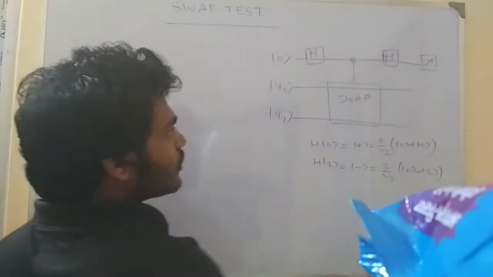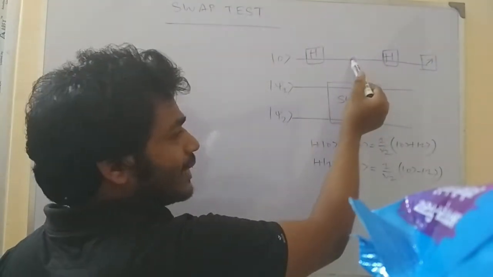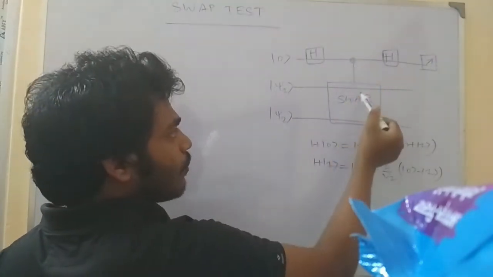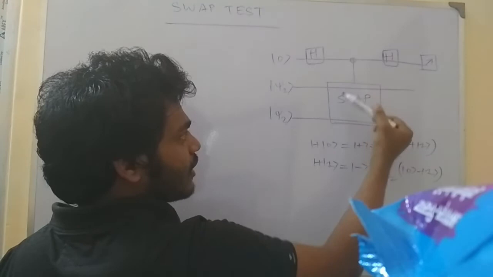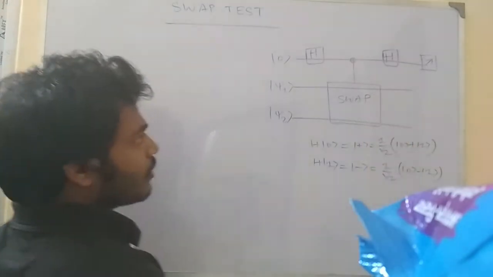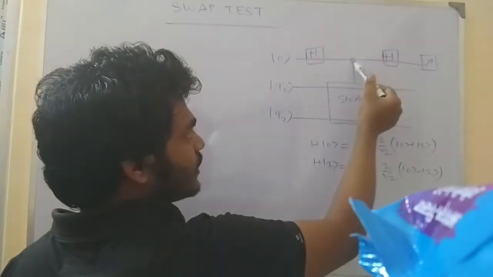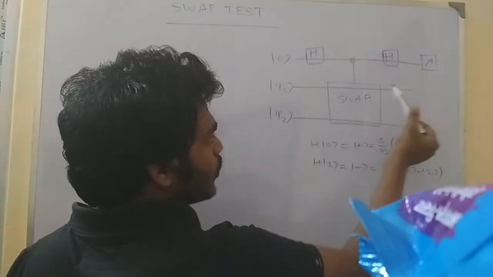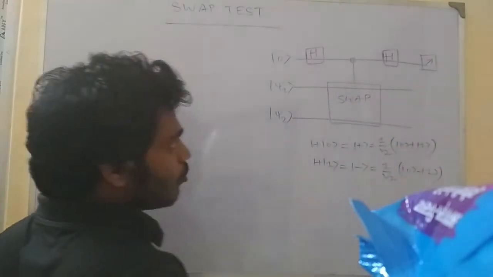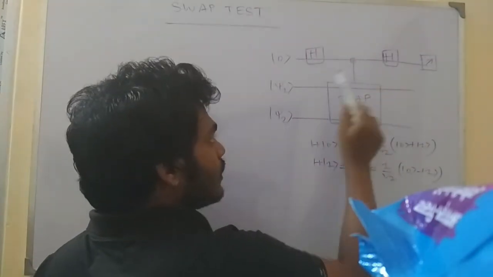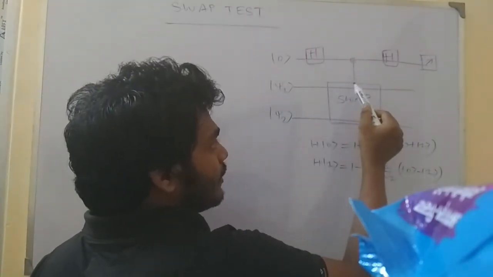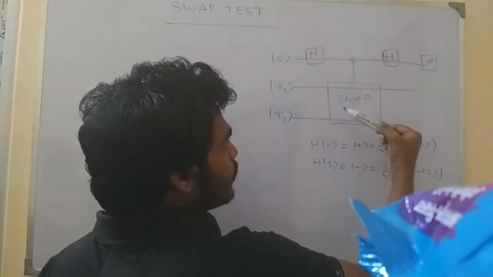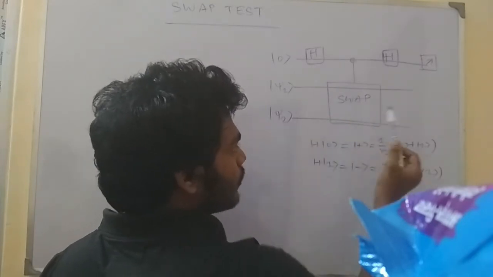it operates such that when the control qubit is in state 1, then only a swap operation between the second and third qubit is done. That means when the control qubit is in state 1, then psi 1 and psi 2 will be swapped, and psi 2 will be here and psi 1 will be here. When the control qubit is in state 0, there will be no swapping between psi 1 and psi 2, and psi 1 will remain psi 1 and psi 2 will remain psi 2.